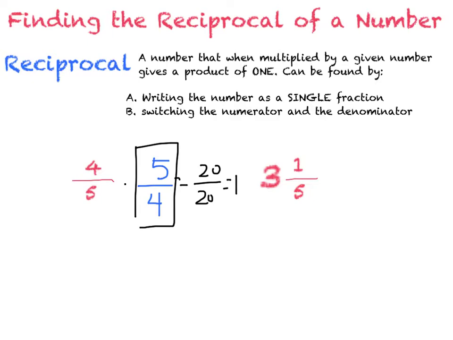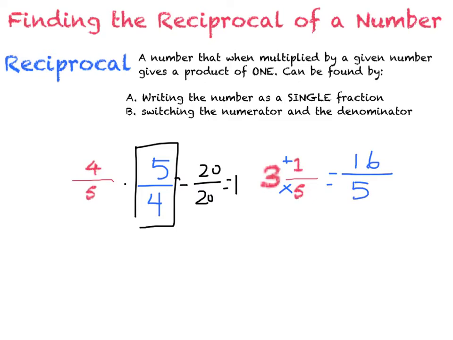Now let's take a look at another example. If I have the example 3 1/5, the first thing I need to do is rewrite 3 1/5. I need to write it as a single fraction. Now to make a mixed number into a single fraction, I know I need to write it as an improper fraction. So to do that, I'm going to multiply the whole number by the denominator. 3 times 5 is 15, and I'm going to add 1 is 16. That's my new numerator, and I know my denominator never changes, so I have 5.